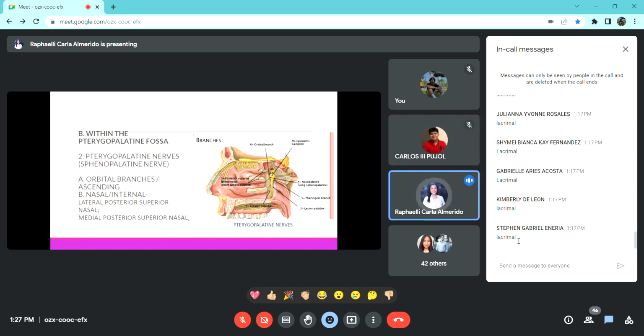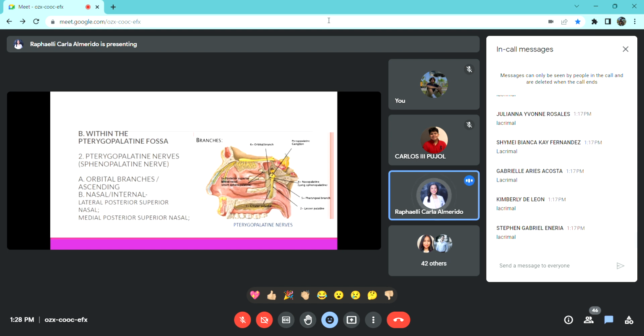Okay, let's continue. If you follow the direction of your nerves, the orbital branch will give you a clue more or less what it innervates. Again, that's the periosteum of the orbit, the sphenoidal sinus, ethmoidal sinus, and the lacrimal gland. The nasal or internal branch has two sub-branches, the lateral posterior superior nasal branch and your medial posterior superior nasal branch.